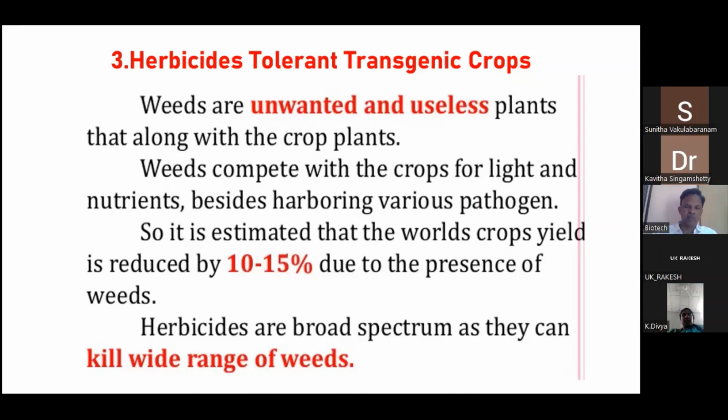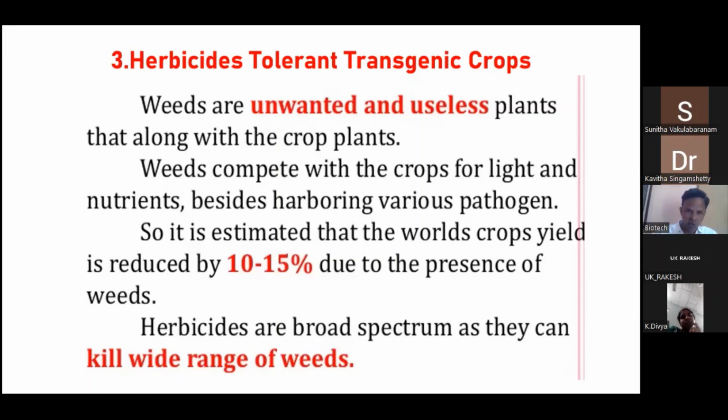but not crop plants. You should understand what I'm trying to tell you. We are engineering crop plants. When we are engineering crop plants, we are sending some gene into crop plants. But along with these crop plants, there are also weeds. So when you spray that herbicide on that particular farm, crops will survive while weeds will die. Why? Because crops have received a gene that will give them tolerance, that will give them resistance to that particular herbicide.